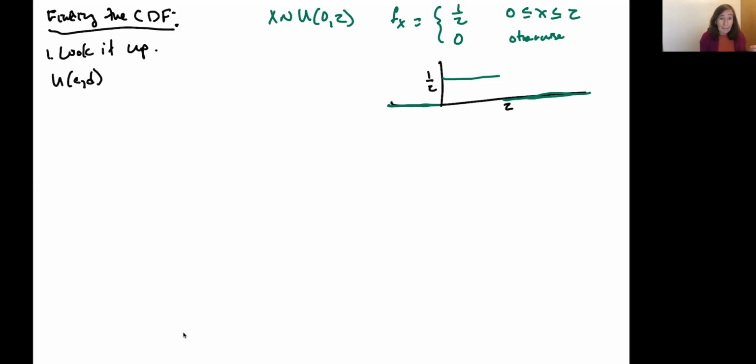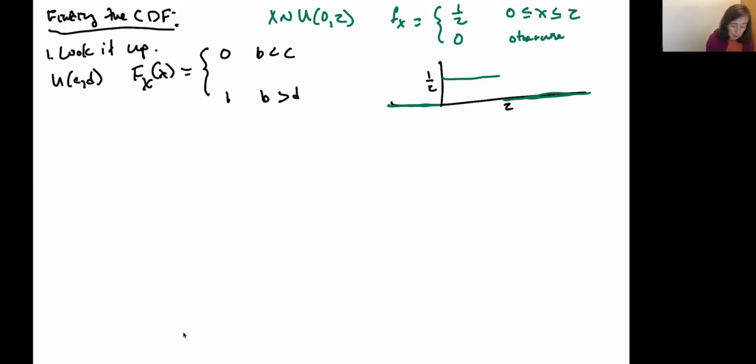So C and D are those parameters that are telling us which uniform random variable we're talking about, that we can look up in Wikipedia, we can look up in the notes for this class, we can look up in any book and find that the CDF, capital F, for a uniform random variable on the interval CD is 0 when we're looking at a probability that is less than the lower bound. It is 1 when we are looking at a probability that x is greater than the upper bound.